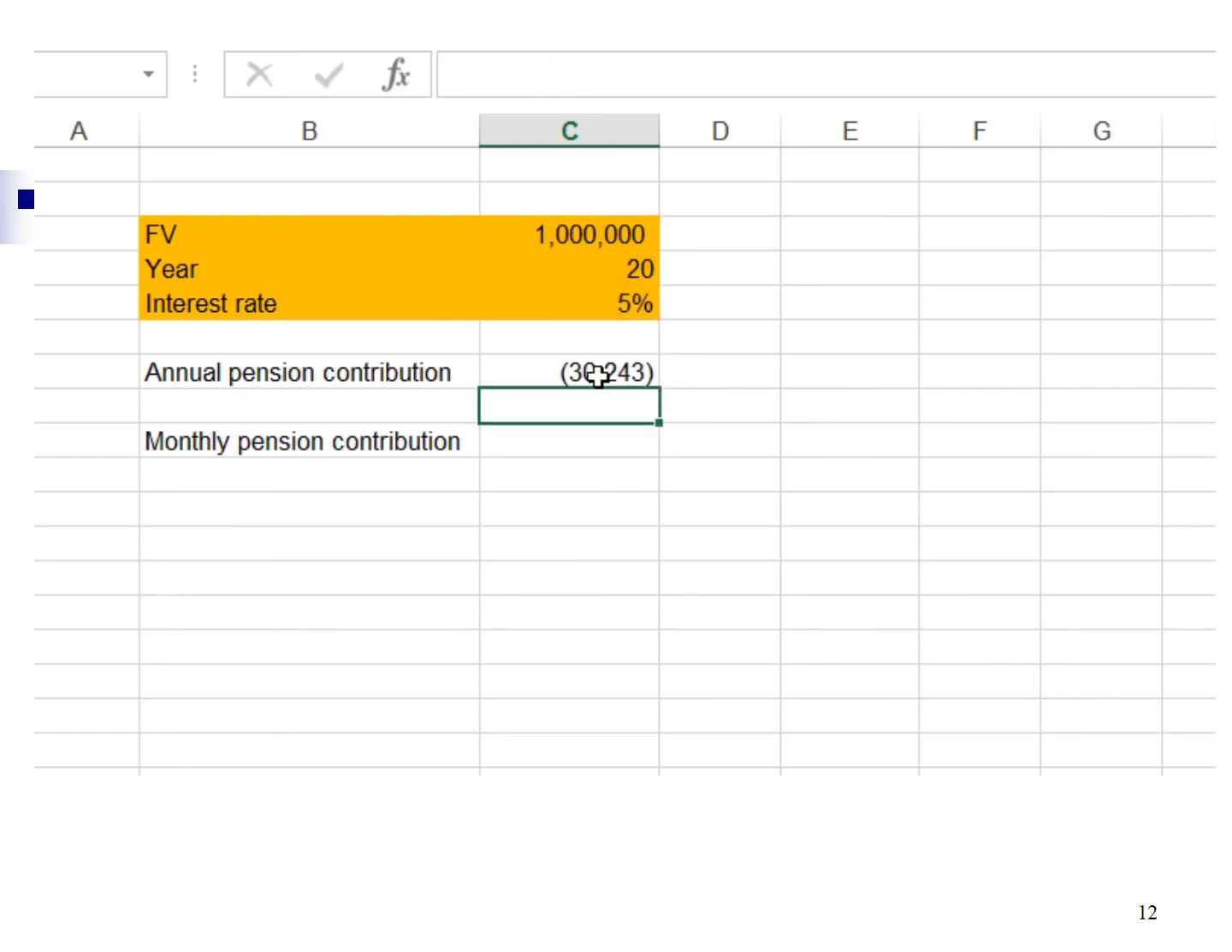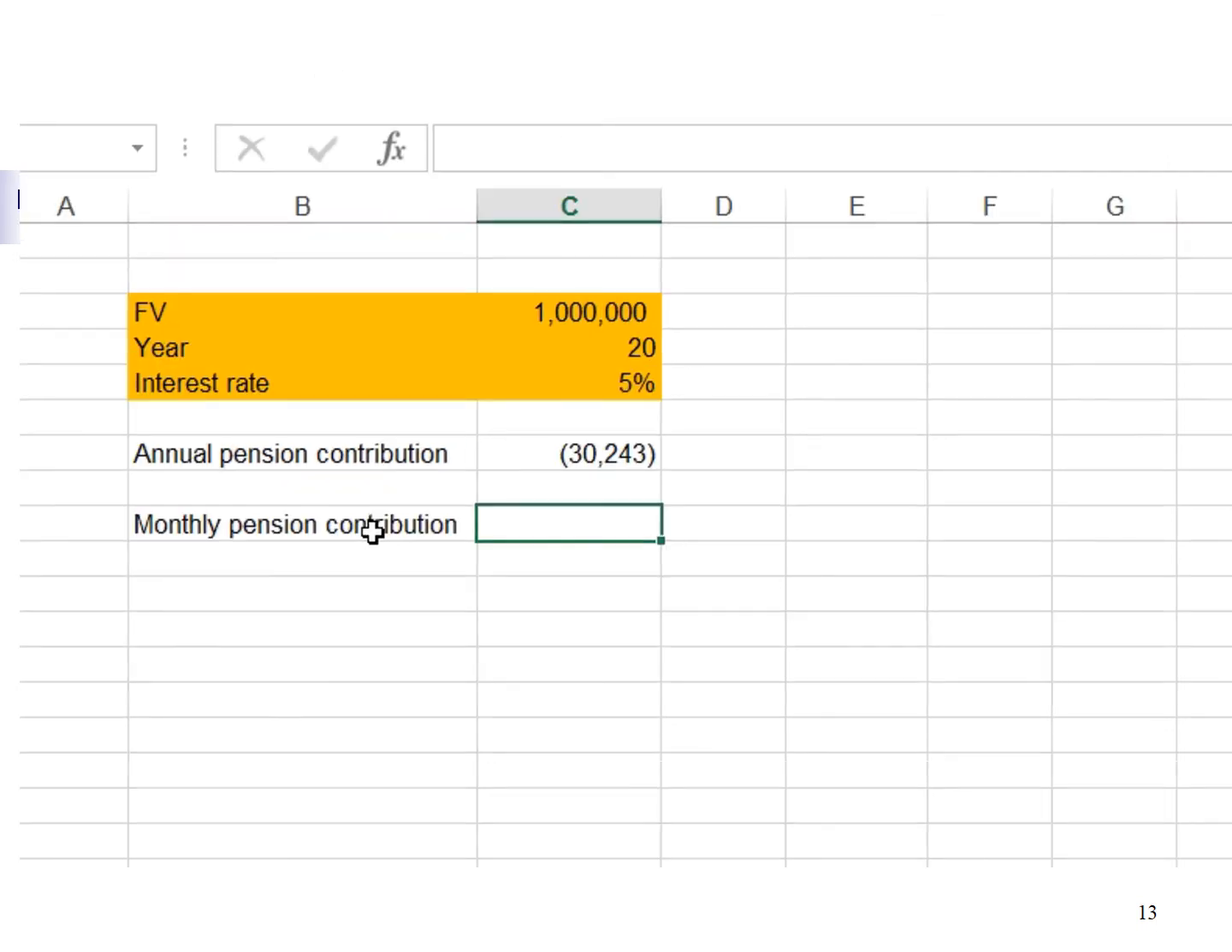The answer is negative because it represents cash outflow. We need to invest first in order to achieve the future value. Next, I'm going to calculate the monthly pension contribution.